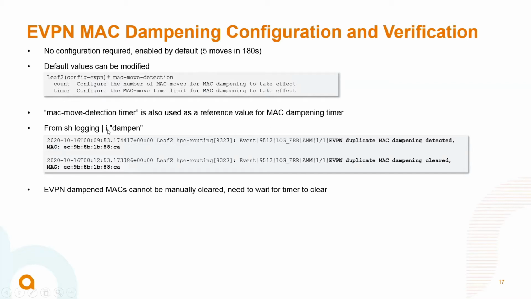From show logging, you can check the dampened MAC. These are the event logs that will get printed for both detected and cleared, as well as the MAC for which it is cleared or detected. EVPN MAC dampening you cannot clear manually. You have to wait for the timer to expire, like I showed you before.